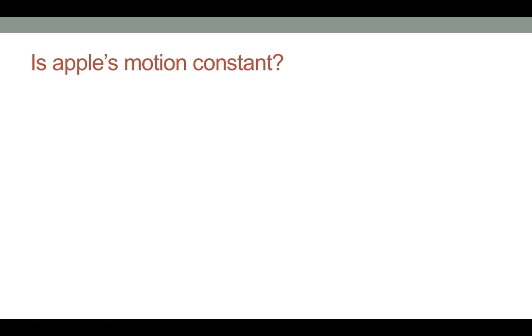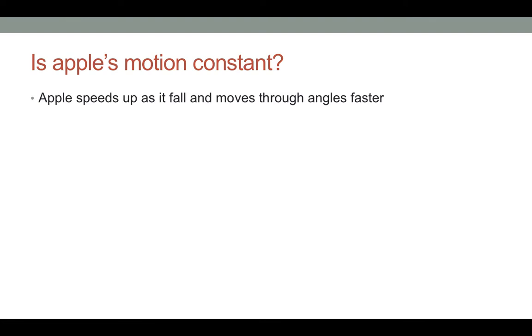Now let's consider the apple's motion. Is it, in any sense, a constant motion? And the answer would be no, because the apple is going to speed up as it falls, and the angle it passes through would be faster the closer it gets to the ground, the faster it's moving. So therefore, it would also have, in a sense, angular acceleration, which is to say, the angular velocity would be increasing as the apple fell, and it would therefore experience some sense of angular acceleration.